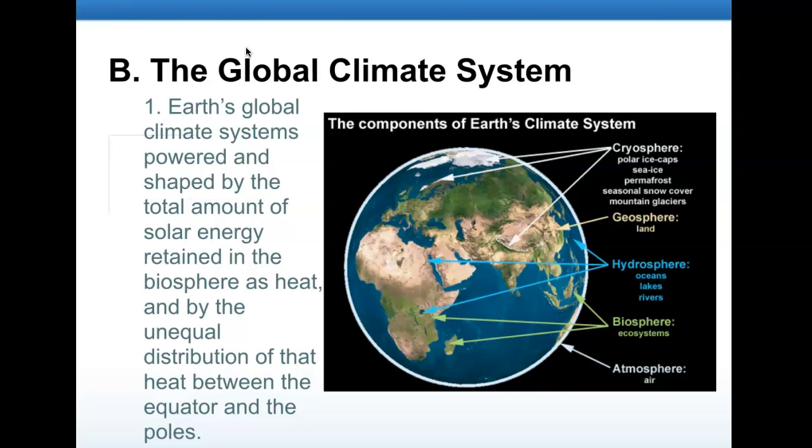The global climate system. Climate and weather are produced by the global system of winds and ocean currents. Earth's global climate system is powered and shaped by the total amount of solar energy retained in the biosphere as heat and by the unequal distribution of the heat between the equator and the poles. The components of the Earth's climate system are the cryosphere, the geosphere, the hydrosphere, the biosphere, and the atmosphere.